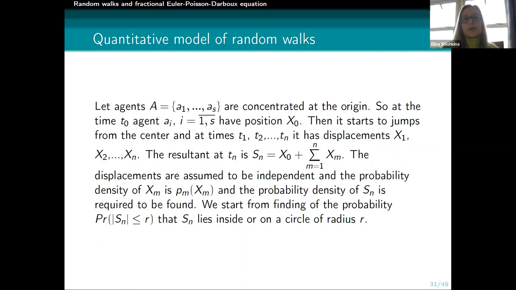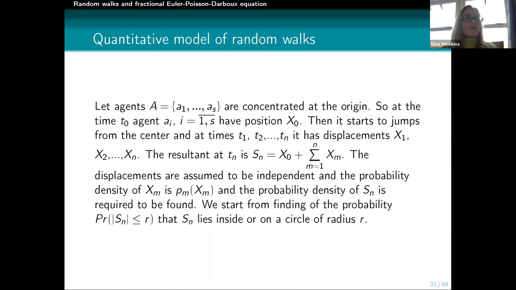And now we turn to the quantitative model of random walks. So we consider agents A1, etc., AS, which are concentrated at the origin. So at the time t0, agent Ai has a position x0. Then it starts to jump from the center, and at times t1, t2, etc., tn, it has displacements x1, x2, etc., xn. The resultant at time tn is Sn, which is the sum of such displacements. The displacements are assumed to be independent, and the probability density of xm is pm of xm, and the probability density of Sn is required to be found.